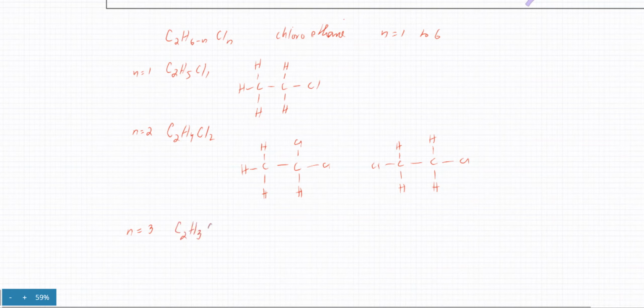Let's do N is equal to 3, so it's going to be C2, H would become 3 and Cl would also become 3. So now how many versions could you have? You could either have all the Cls on one carbon, I'm not going to draw the H. Okay, these are H's. So that's one version. What would be the other version? That you can have 2 Cls here and 1 Cl at the other side, right?